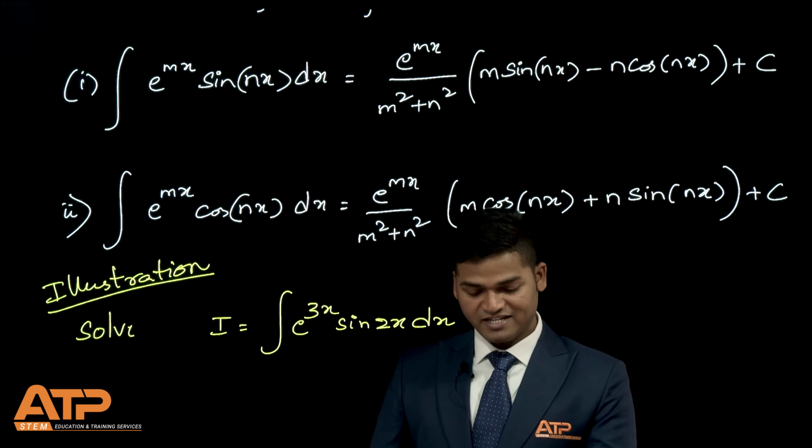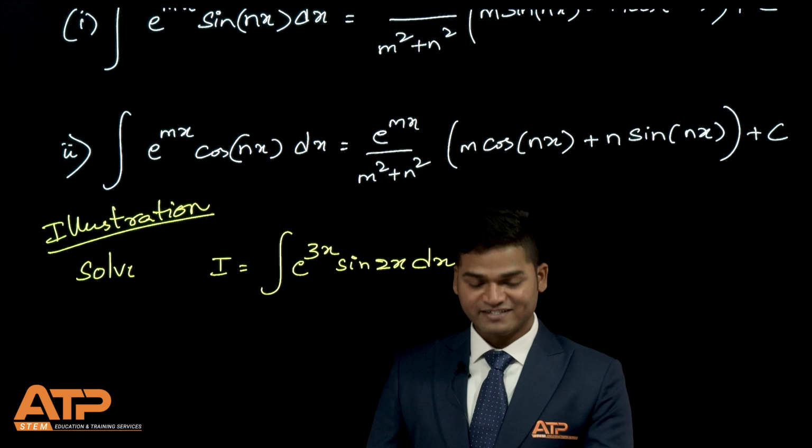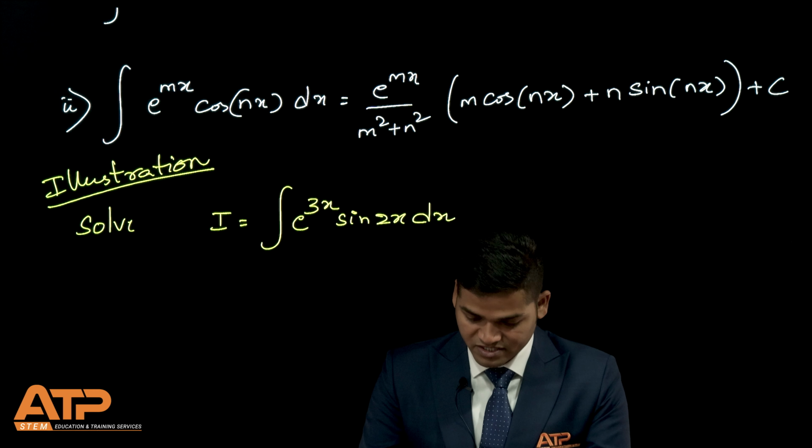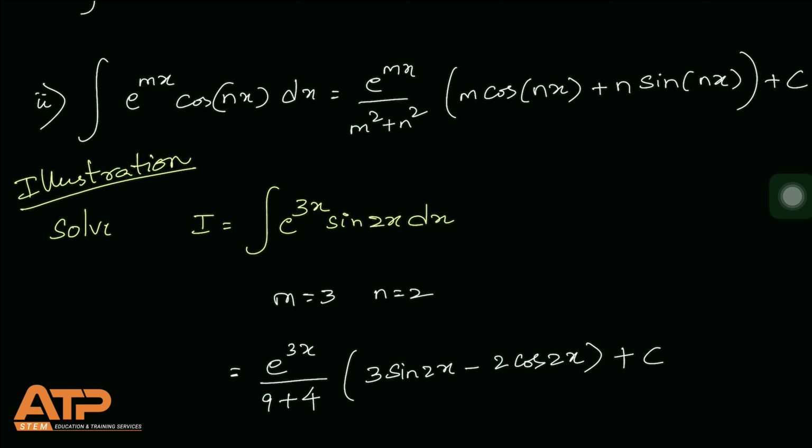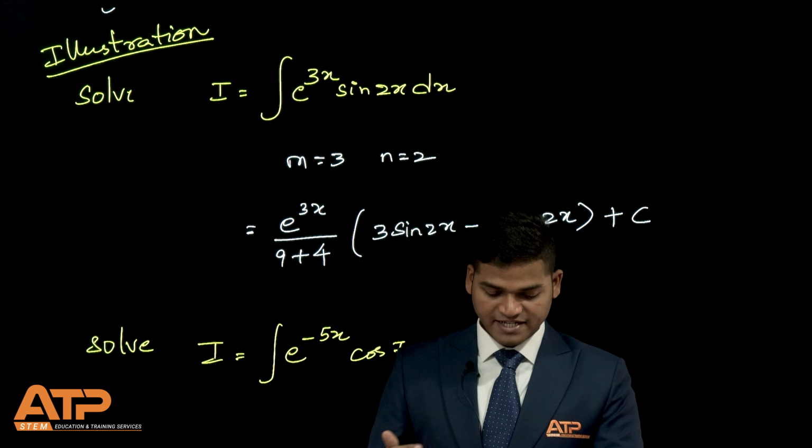Let's see one question. Integration e power 3x sine 2x dx. Directly we can write this one. m is 3 here and n is 2. If you apply the first result, e power 3x divided by 9 plus 4 into 3 sine 2x minus 2 cos 2x plus c.